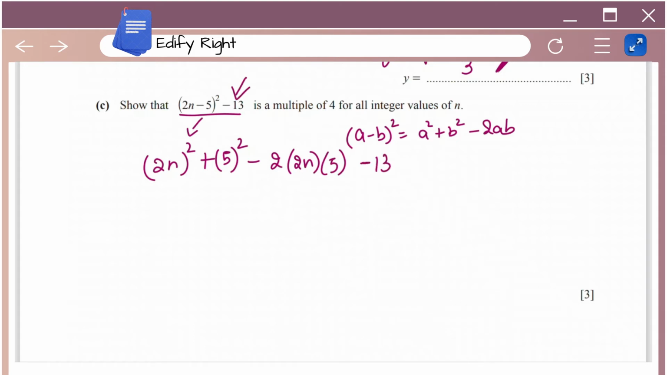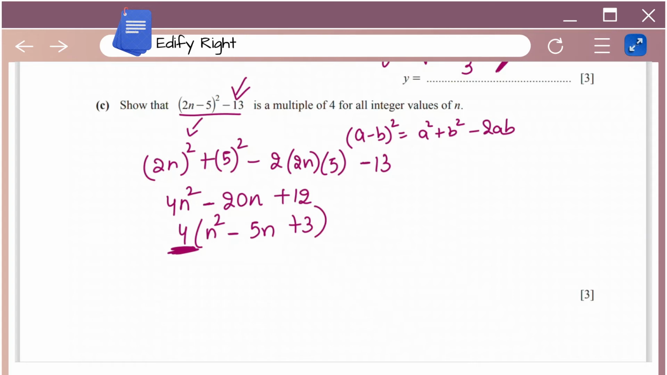So we're going to write it as it is. So that would be 4n square minus 20n plus 12. Now take 4 common, you'll get n square minus 5n plus 3. So as you can see, this expression has 4 as the common term, which means it is divisible by 4. So it is a multiple of 4 for all integer values of n. No matter what your value of n is, for any integer value, it's going to be a multiple of 4. So that's how you prove it.